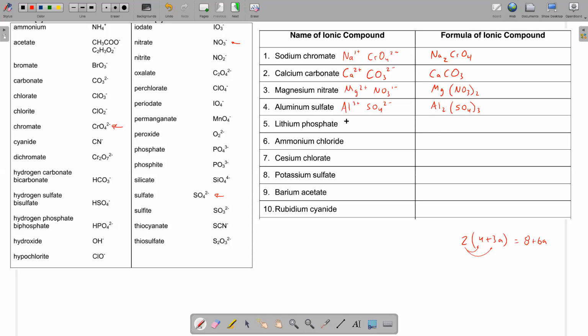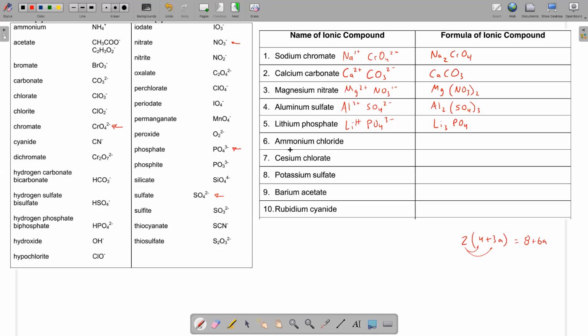Lithium phosphate. So lithium is 1+, and the phosphate is PO4 3 minus. So because lithium has a charge of 1, phosphate has a charge of 3, you need 3 lithiums to go with every 1 phosphate, or the charge for the phosphate is the number of lithiums. So it's Li3PO4. It's not necessary to put the PO4 in parentheses or put any numbers outside it. You just leave it as PO4.